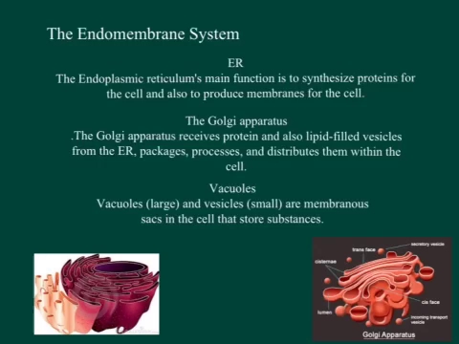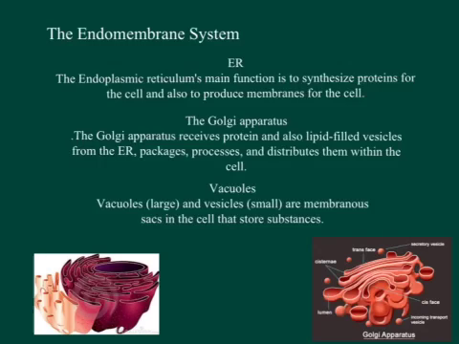Next is the endomembrane system. The endomembrane system is made up of the ER, the Golgi apparatus, vacuoles, and other important parts. But let's first talk about the ER. The endoplasmic reticulum's main function is to synthesize proteins for the cell and also to produce membrane for the cell.